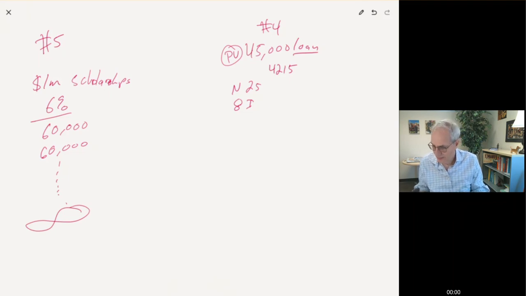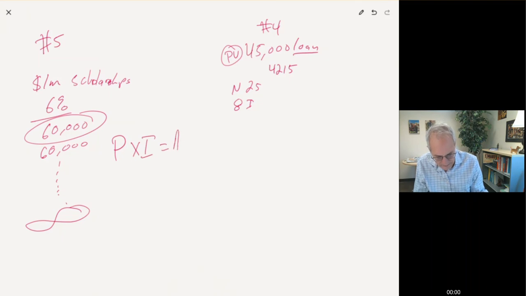So question number 5 is labeled perpetuity. This is what we call a perpetuity question, and it's asking the numbers I just went through, which is $1 million at 6%, and the answer is simply 60,000. So you could say the formula, I don't really have a good formula here, is principal, the $1 million, times the interest rate equals the annual payment, if you will.